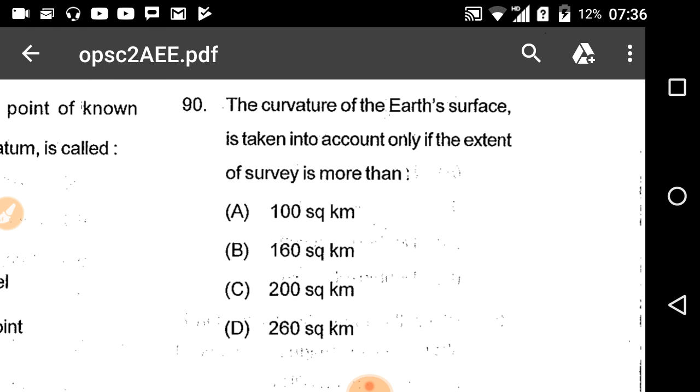The curvature of the Earth's surface is taken into account only if the extent of survey is more than 100 square kilometer, 160 square kilometer, 200 square kilometer, 260 square kilometer. Here 260 square kilometer.